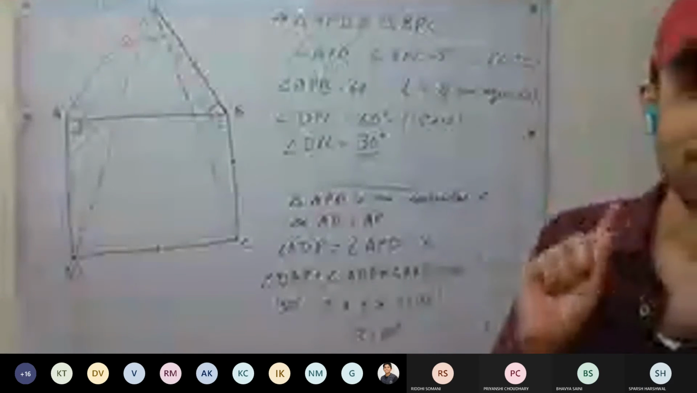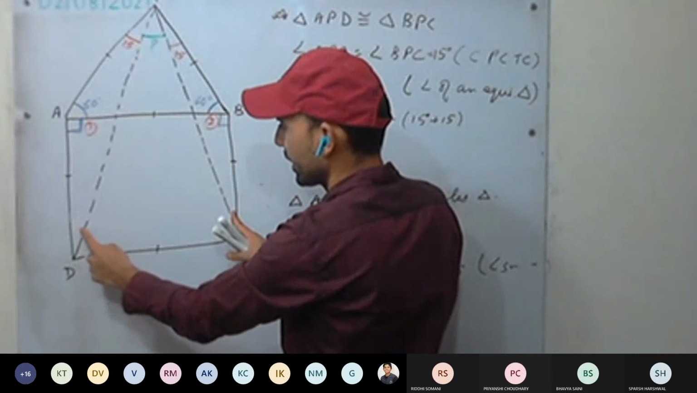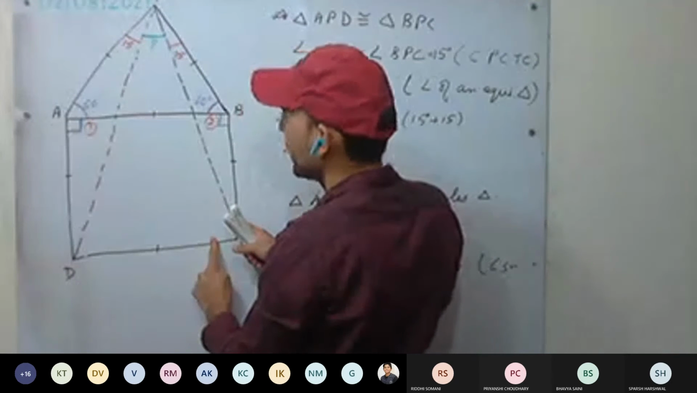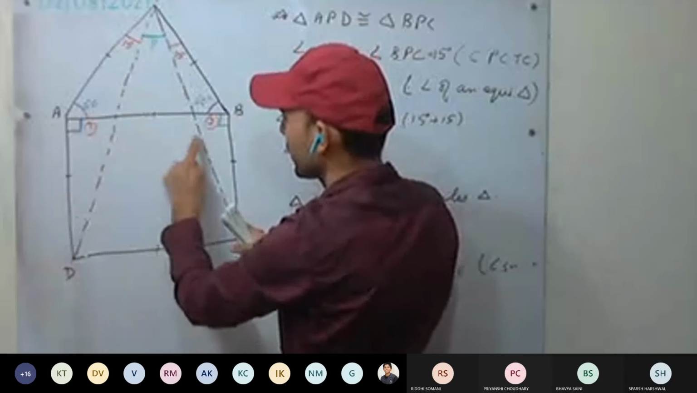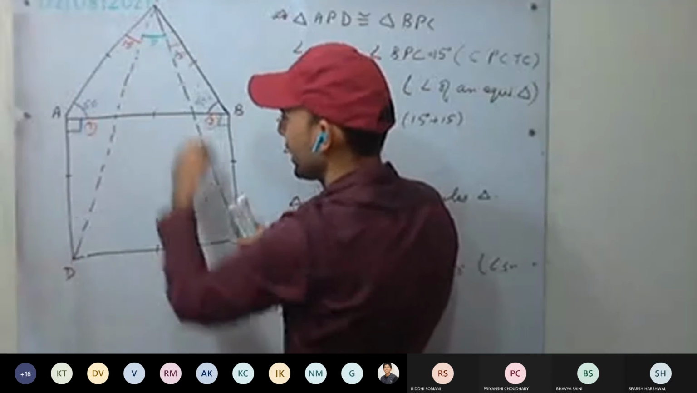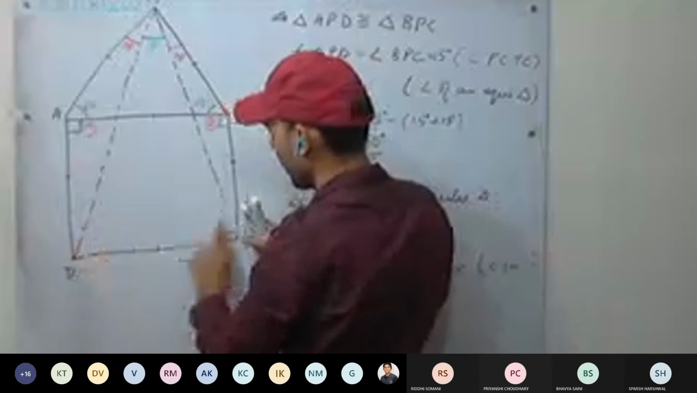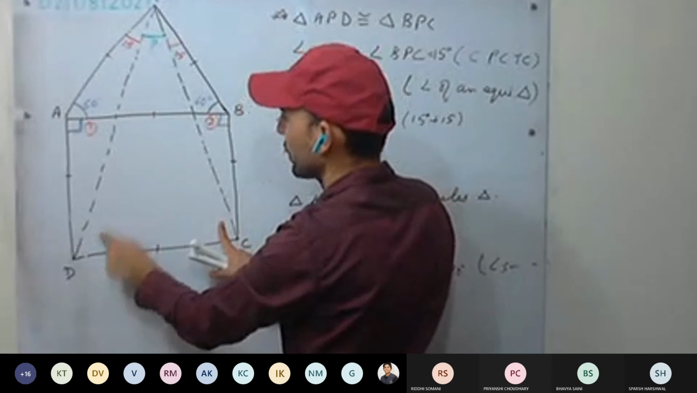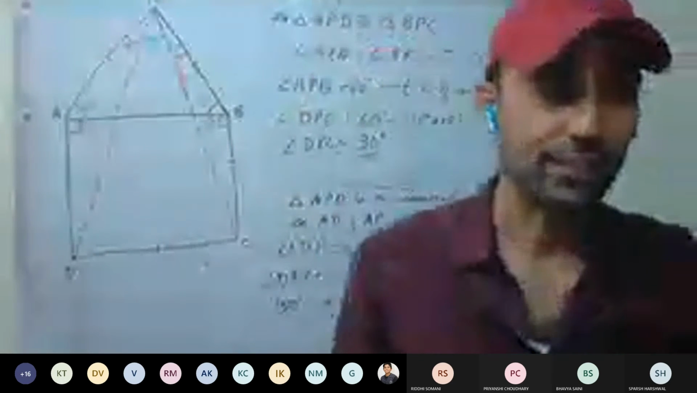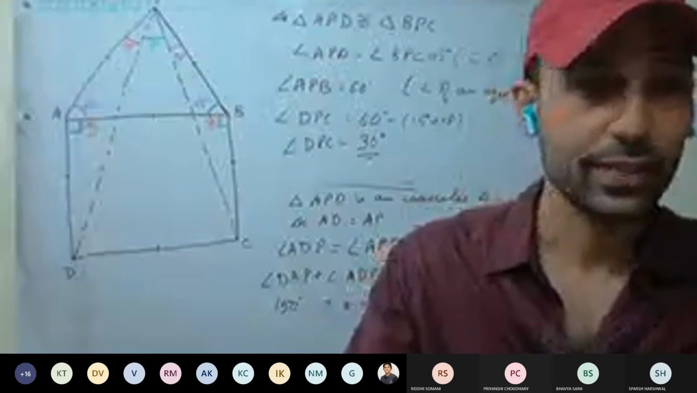Another way is also there. This angle will be 15 degrees as well. You can calculate this angle and this angle. Apply this side equal to this side. You already know in this triangle, this angle you can calculate. This 15 is there, so it will be 75. 75 plus 75 is 150. The remaining angle is 30 degrees. That way as well you can calculate.